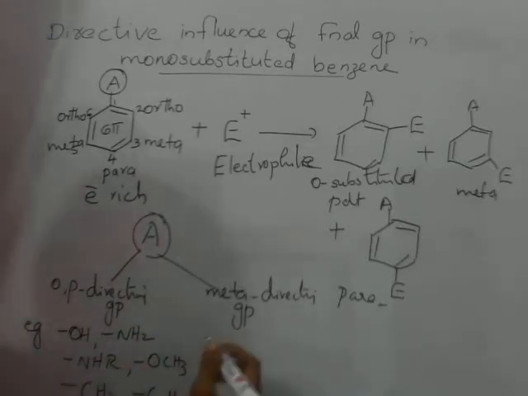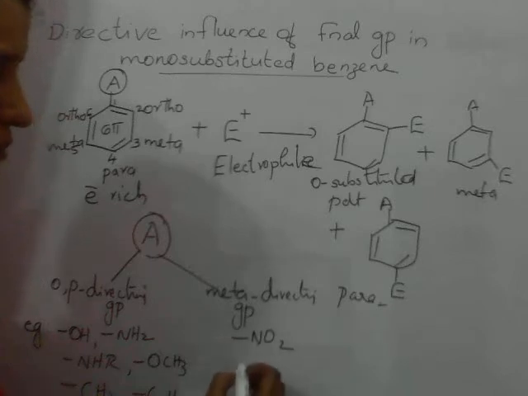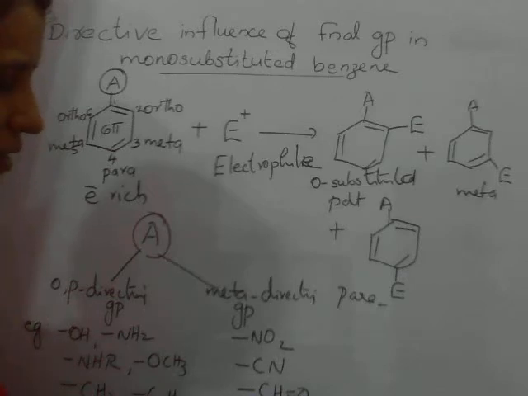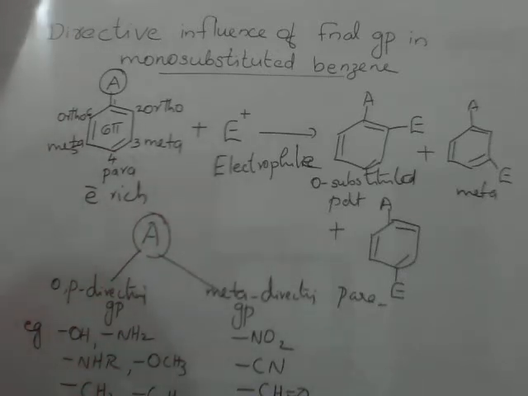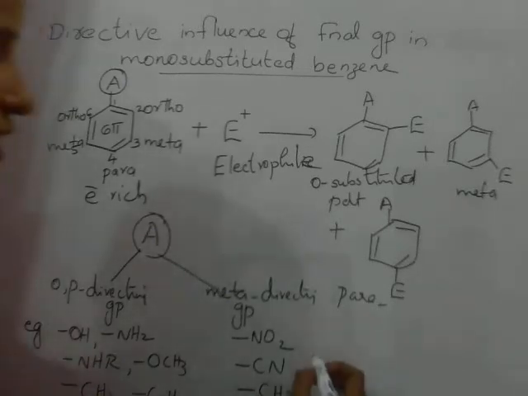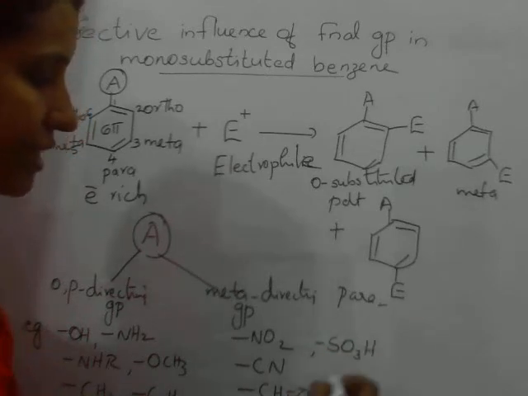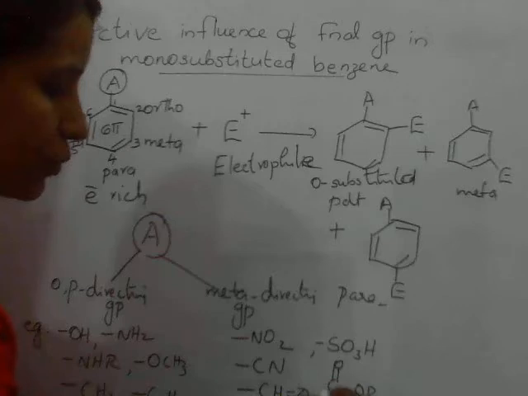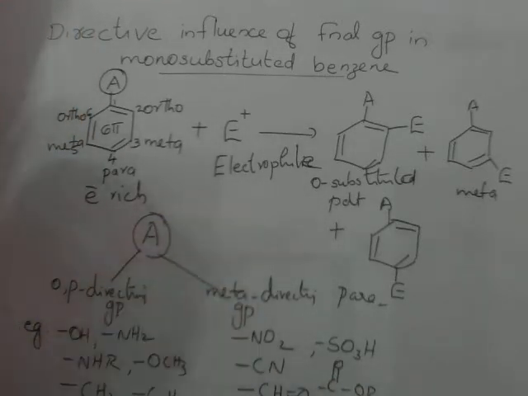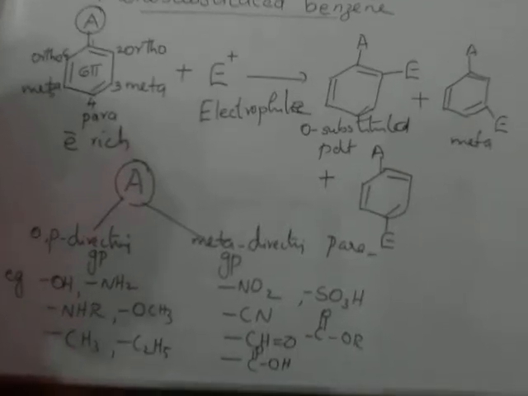Meta-directing group examples are nitro group, cyano group, aldehyde, carboxylic acids, sulfonic acid group, esters, COOR group. These groups are examples of meta-directing groups. Why this distinction? Why do these groups give ortho-para substituted product? Why do these groups give meta-substituted product? We will explain.